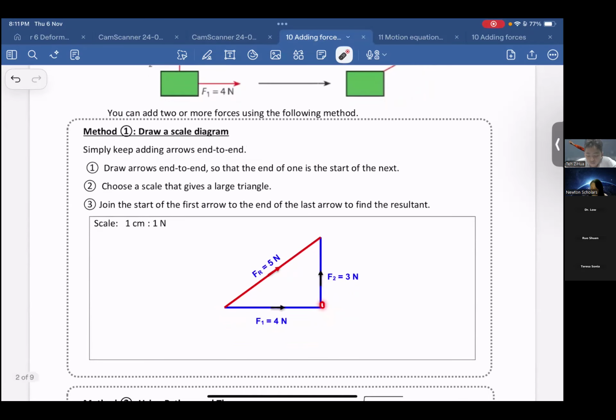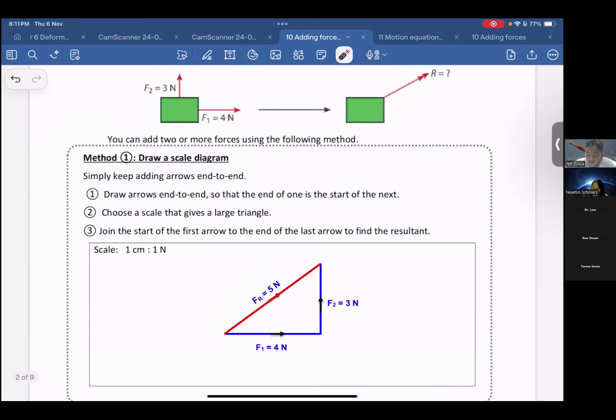So how I decided the 3 Newton actually is I just move this 3 Newton to here, to the right hand side. So I remain the 4 Newton. I move 3 Newton, continue after 4 Newton. One force followed by another force. This method we can say is tip to tail.